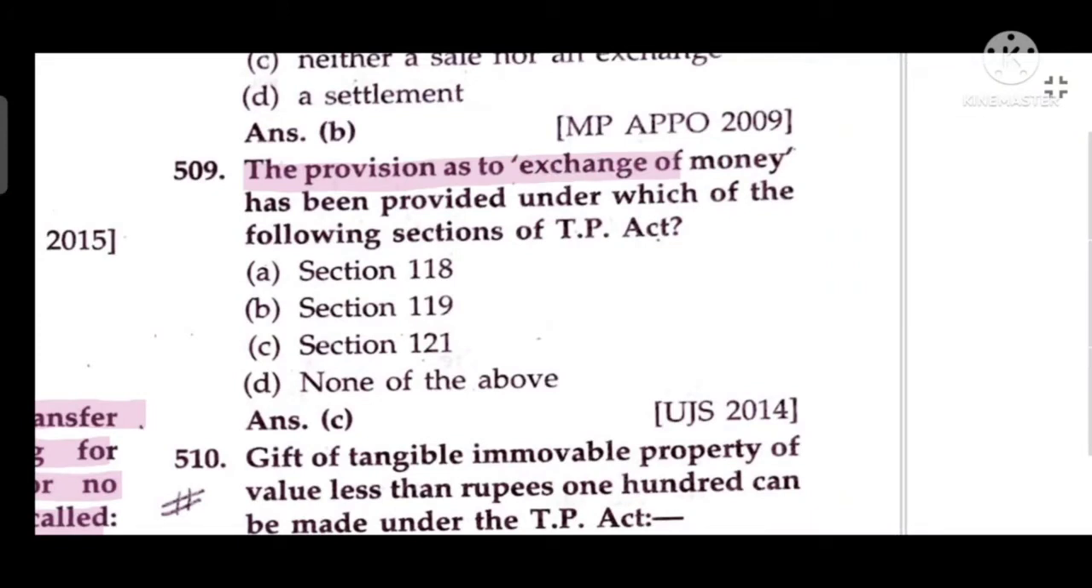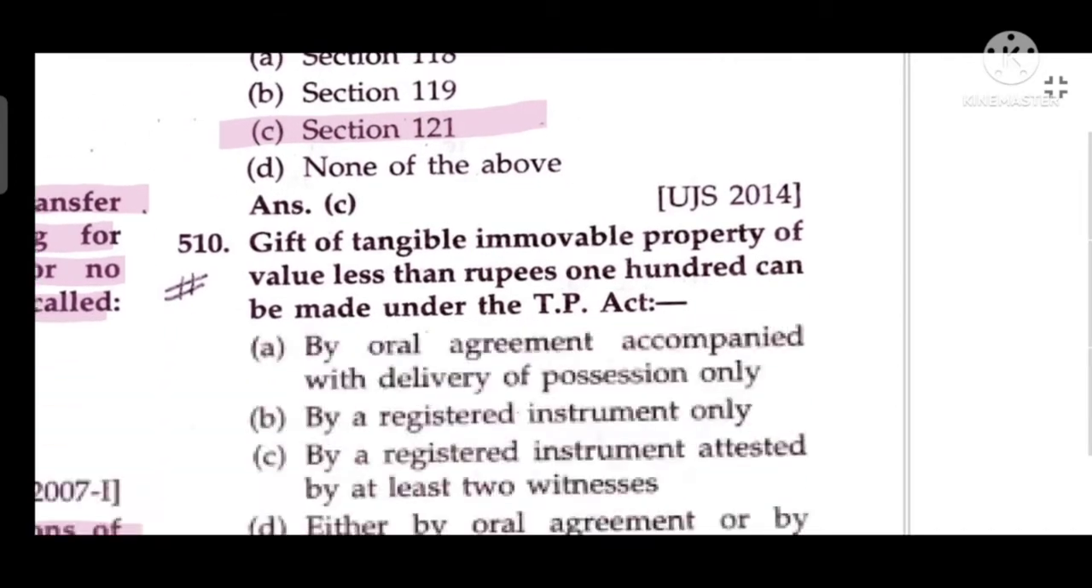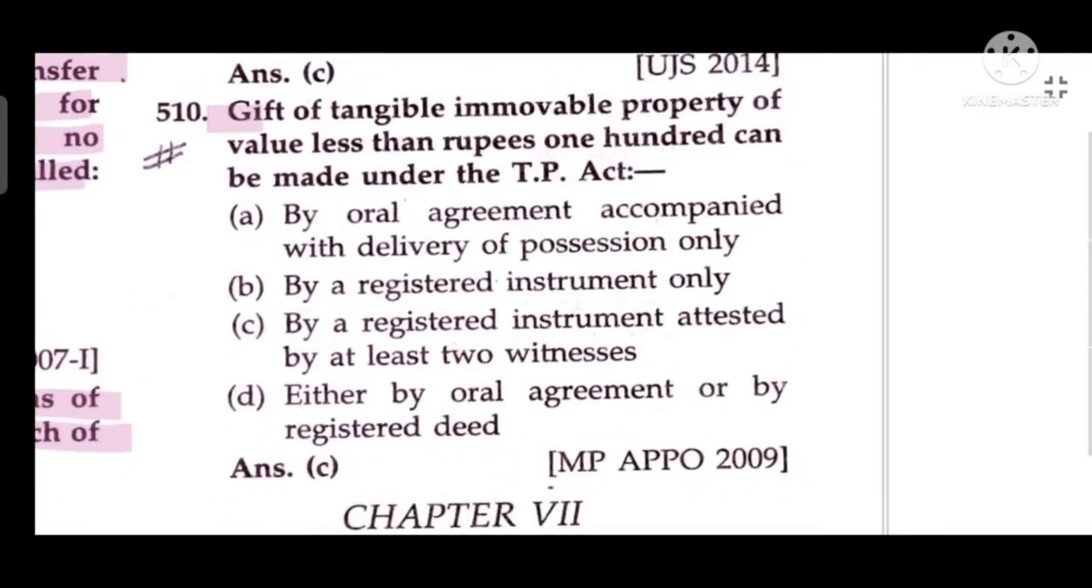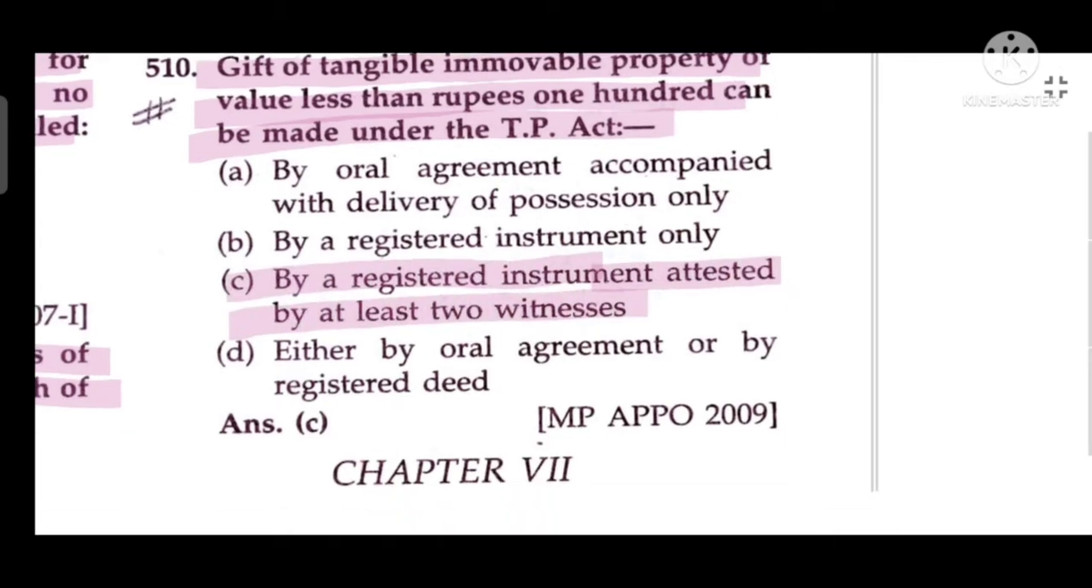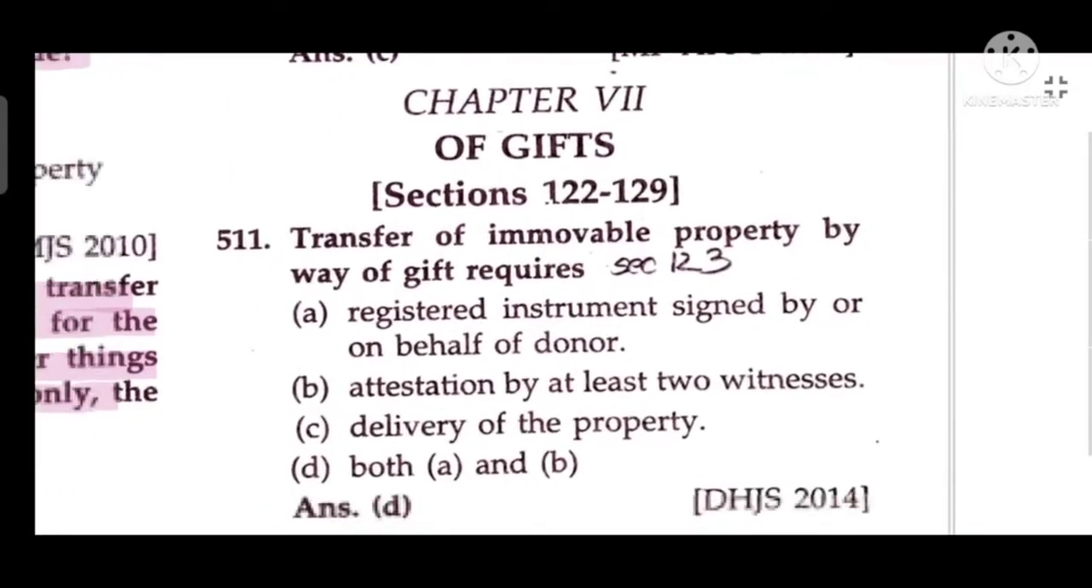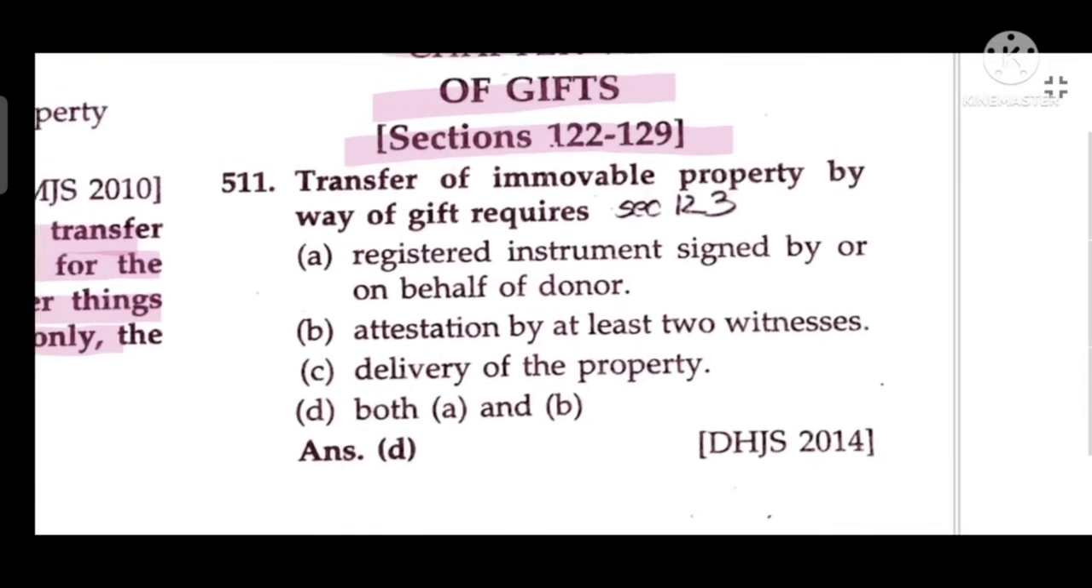The provision as to exchange of money has been provided under which one of the following sections of the Transfer of Property Act? Section 121. Gift of tangible immovable property of value less than 100 rupees can be made under the Transfer of Property Act by a registered instrument attested by at least 2 witnesses. Chapter 7, Gift, Sections 122 to 129.